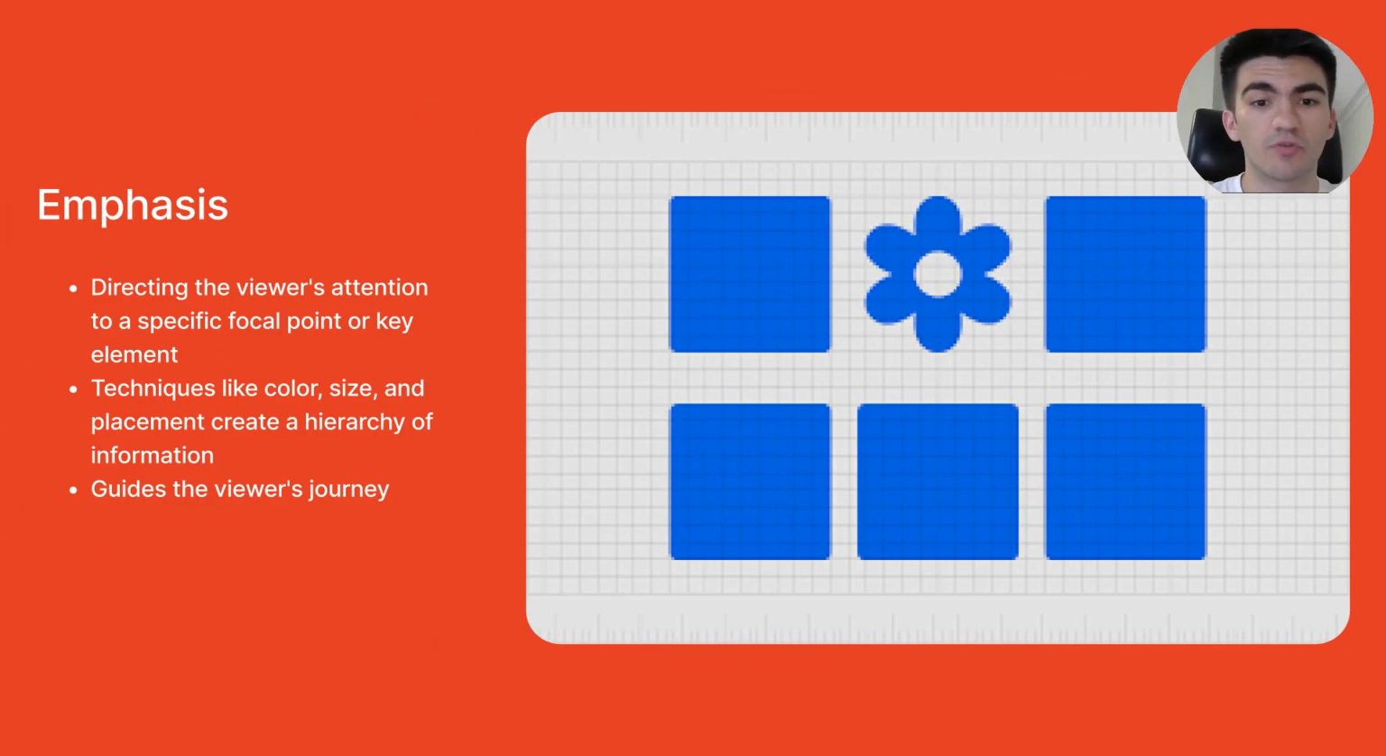Emphasis directs the viewer's attention to specific focal points or key elements in the design. Through techniques like color, size, and placement, you can create a hierarchy of information, guiding the viewer's journey.